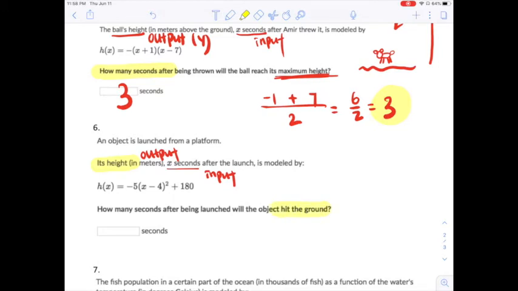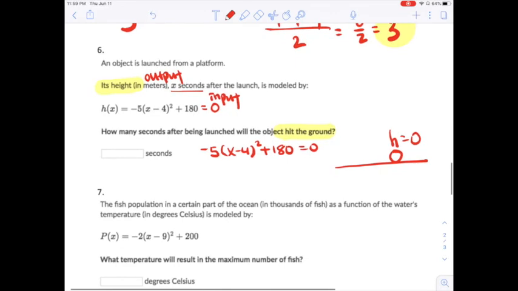Hit the ground. So let's think about this one. When the ball hits the ground, what's the height of the ball? Ground is here. A ball is here. Then the height of the ball will be 0, right? Your height is 0. Your y value is 0. So this is asking what happens when your height equals 0. So we're just solving this, 5 times x minus 4 squared plus 180 equals 0, and we're looking for x-intercepts.